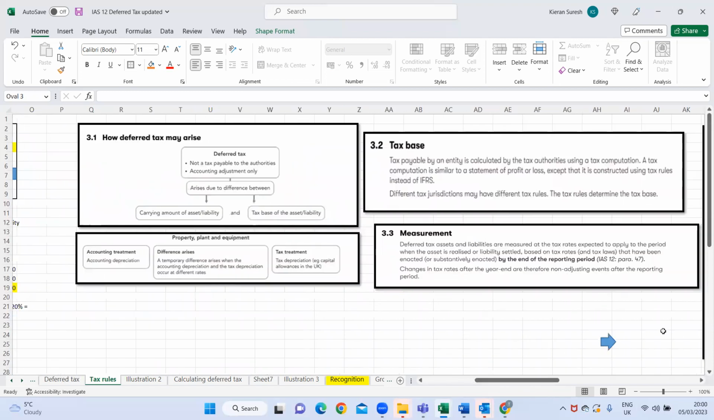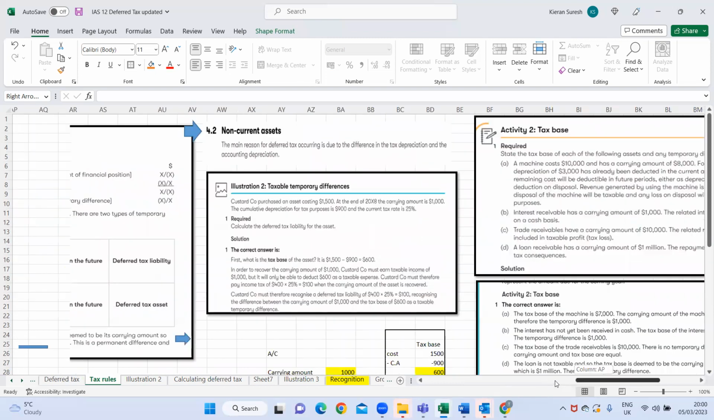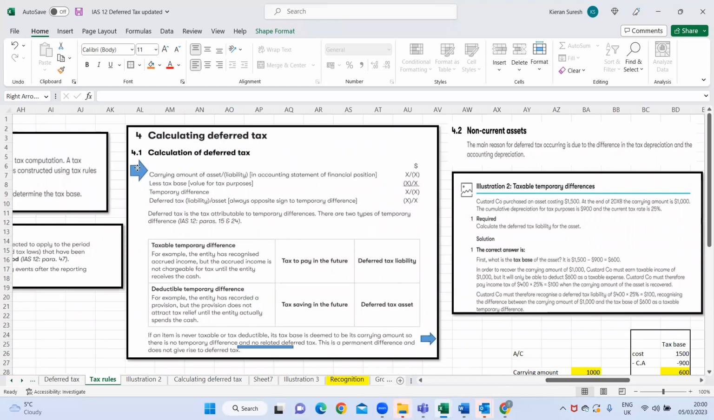And here, I think we looked at these examples. The first example is plant, property and equipment, and how the tax base works, and then the measurement, right? Deferred tax is measured at the tax rate. How do you calculate deferred tax? The carrying value minus the tax base gives the temporary difference. Multiply the temporary difference by the tax rate, and you get the deferred tax carried forward balance.